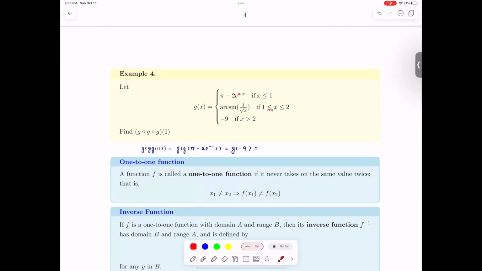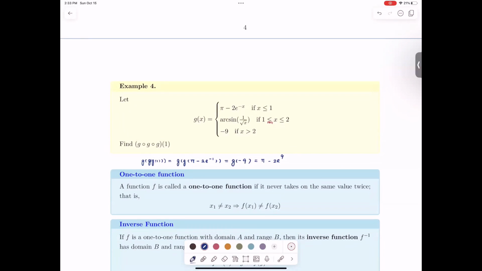So which one do I use? 1, 2, 3. Which piece do I use? The first piece, right? 1. That's correct. So that's just pi minus 2e to the power of 9. The negative sign cancels out. Clear?